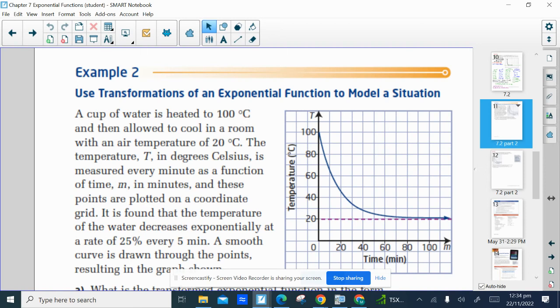Okay, so it should be page number 11. We're going to finish off lesson 7.2, looking at the graphs of exponential functions.